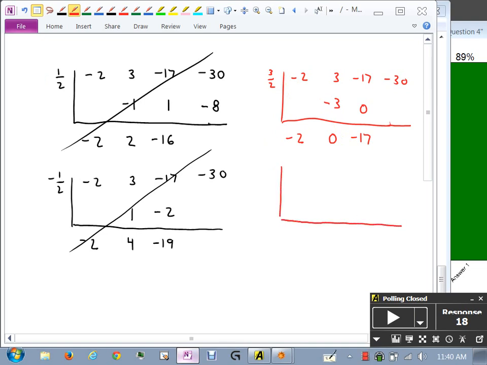Has anyone got anything to work? I'm just wondering, because I know some of you are working on your own. Negative 3/2. So you go there, you get positive 3. Add down, you get 6.